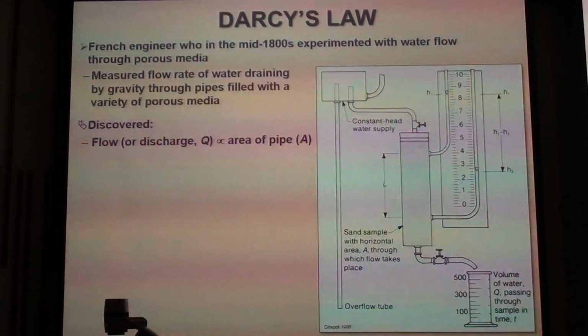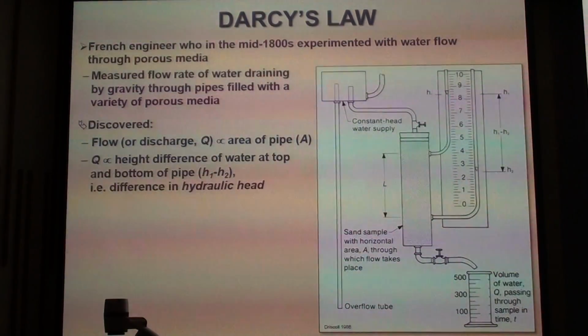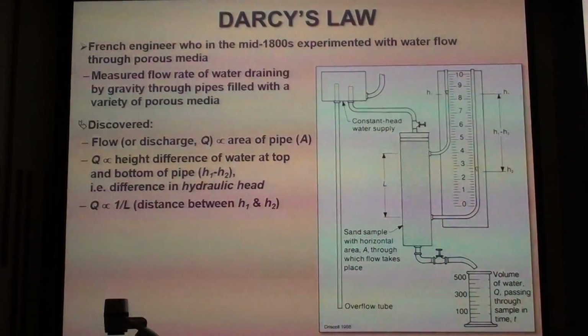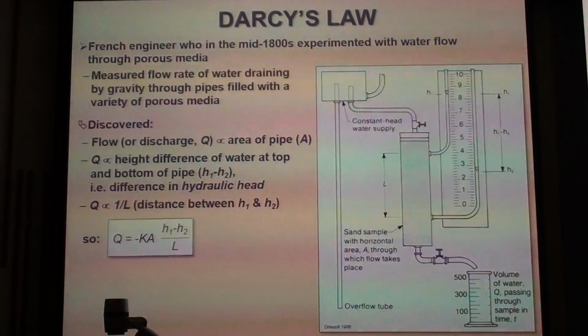Anyway, he was just playing around, and in his experiments he discovered that the flow or discharge, the amount coming out here, is proportional to the area of the pipe. Of course it is, it just makes sense. It's also proportional to the height difference of water at the top and the bottom, so the difference in hydraulic head between the top of the pipe and the bottom of the pipe. And inversely proportional to the distance the 2 measuring pipes are apart. So he came up with this equation: K A (H1 minus H2) over L equals Q.